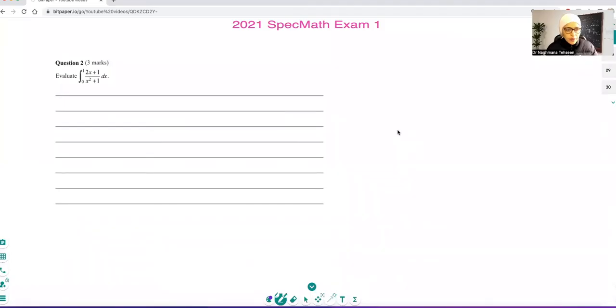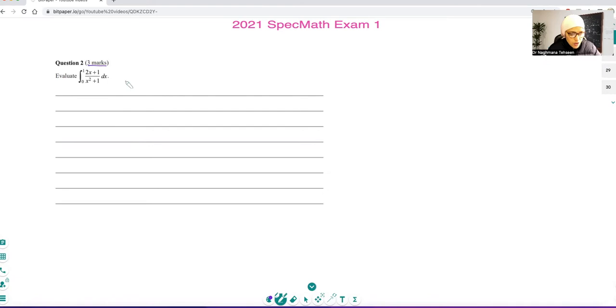Hello, welcome everyone. So now we are doing question number 2 of Spec Maths Exam 1. This question is evaluate the integral of 2x plus 1. That's an anti-differentiation we have to do, and it's a 3-mark question. I'm pretty happy with this question. It's very easy, I think, to gain these 3 marks.